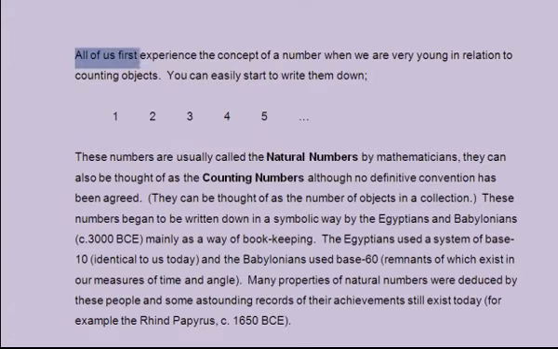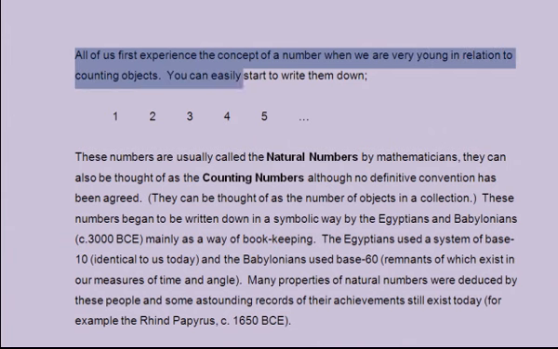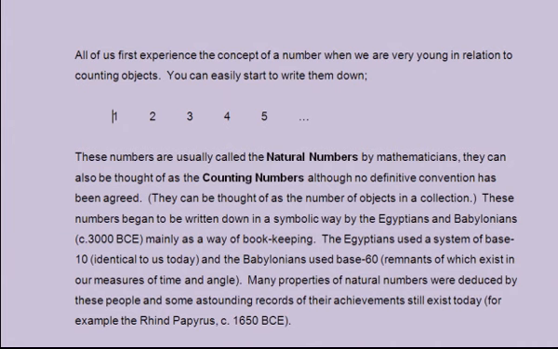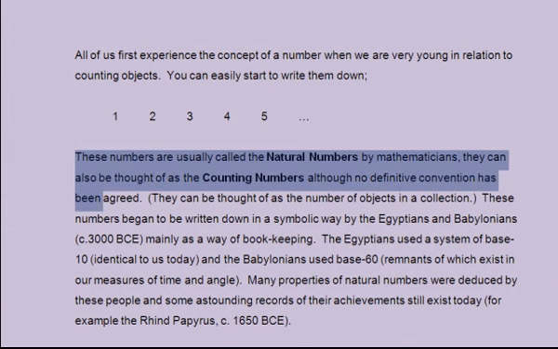All of us first experience the concept of a number when we are very young, in relation to counting objects. You can easily start to write them down: 1, 2, 3, 4, 5, and so on. These numbers are usually called the natural numbers by mathematicians. They can also be thought of as the counting numbers, although no definitive convention has been agreed. They can be thought of as the numbers of objects in a collection.